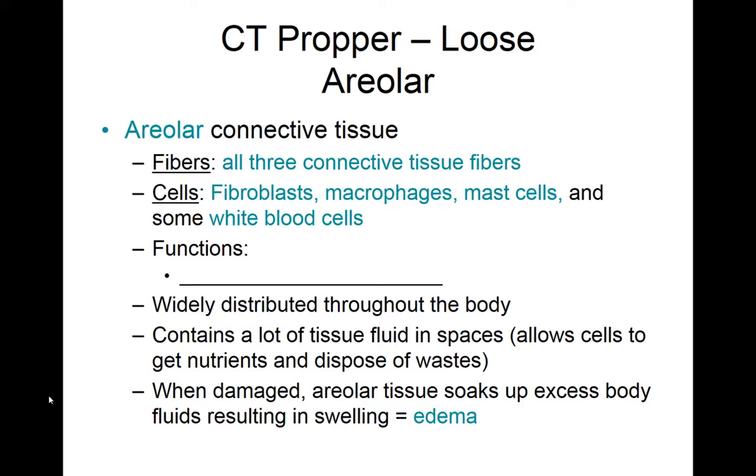It's really spread out. Type of fibers is all three. So you have collagen, elastic, and reticular. It is a connective tissue proper. What type of cells do we find in connective tissue proper? Fibroblasts. So all these connective tissue propers that we're going to walk through have fibroblasts in them. Now, I'm telling you up here that we also find in areolar connective tissue macrophages, mast cells, and white blood cells. So what's the function of this tissue?